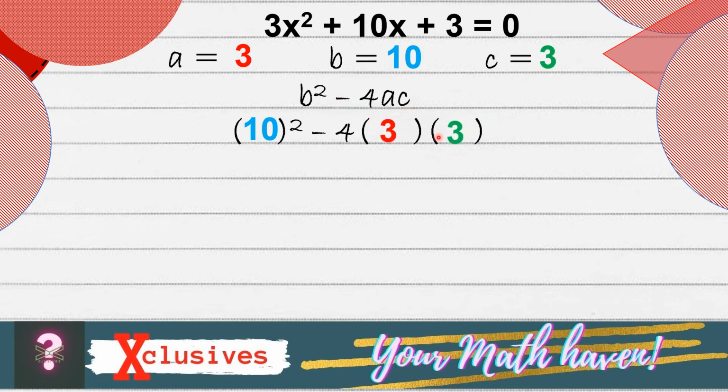will also become 3. So 10 squared, that is 100. Negative 4 times 3, that is negative 12, times positive 3, that is negative 36. So 100 minus 36, that is 64. And 64 is our discriminant.